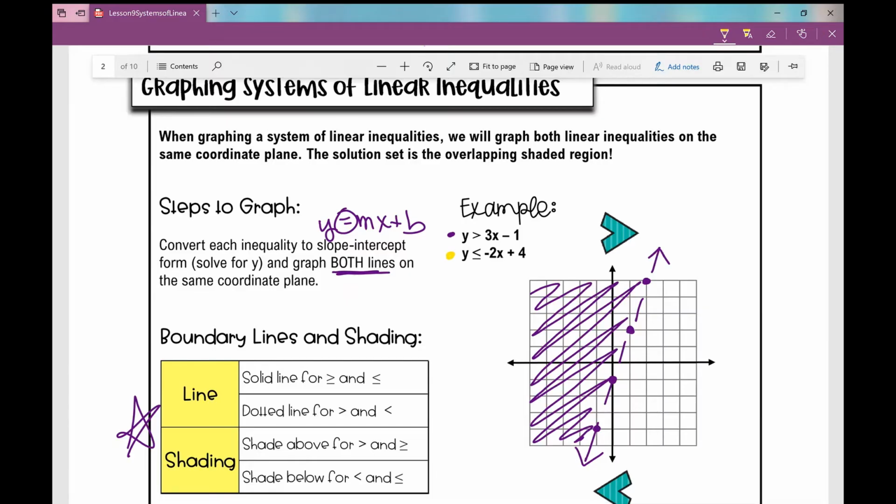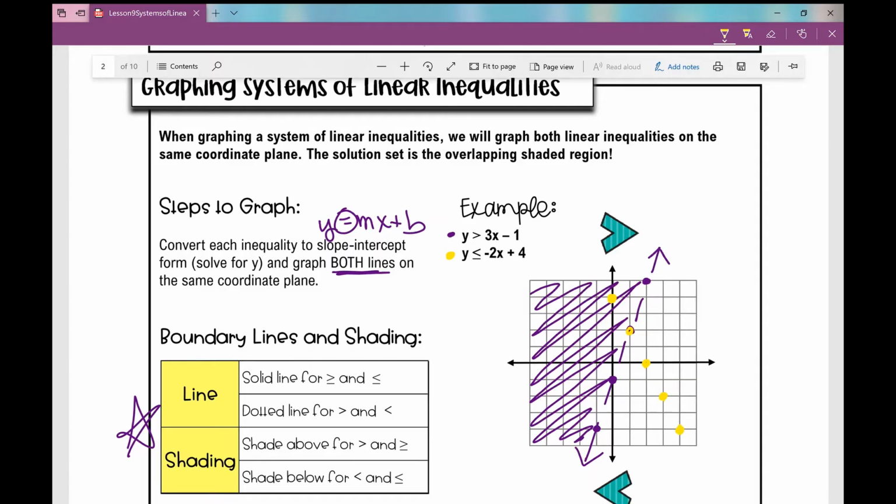And I'm going to graph the second one. Y is less than or equal to negative 2x plus 4. On the same coordinate plane, I'm going to graph 4 as my y-intercept. My slope is negative 2, so down 2 over 1, down 2 over 1, down 2 over 1.